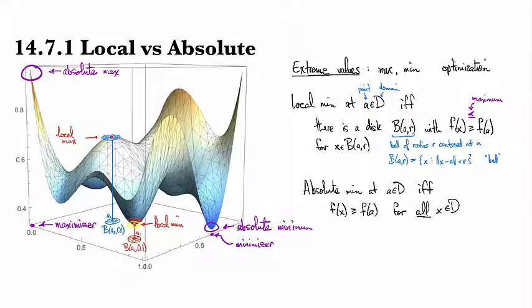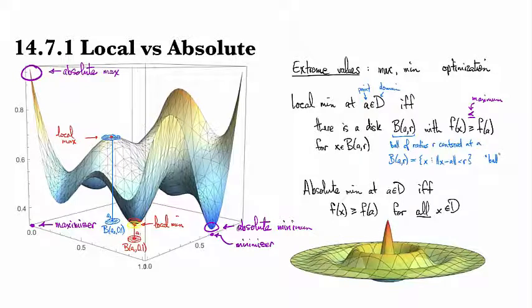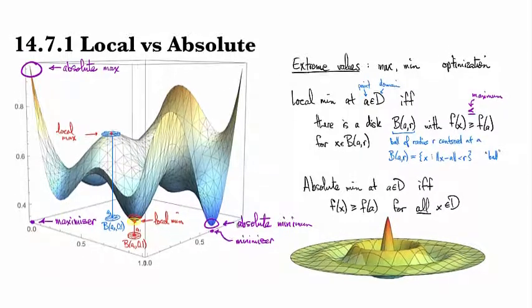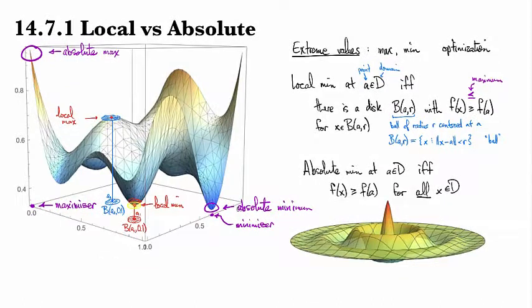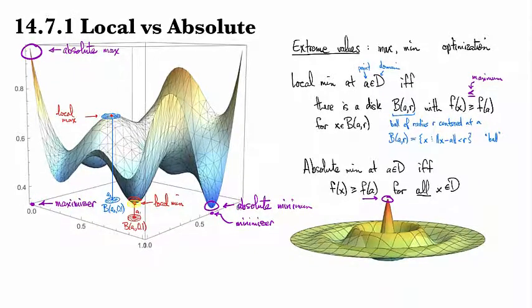Maxima and minima do not need to be isolated because we've got that non-strict inequality. So for example, let's take a look at this function right here. This looks like an exaggeration of maybe a vibrating speaker or circular membrane that's rippling. In this case, we can see that the absolute maximum happens at this single peak right here. The absolute minimum value is going to be all the points around this circle. Each one of those is an absolute minimum.